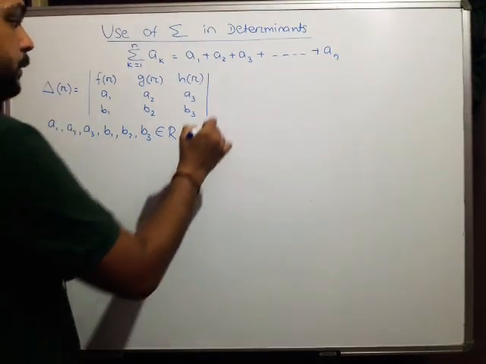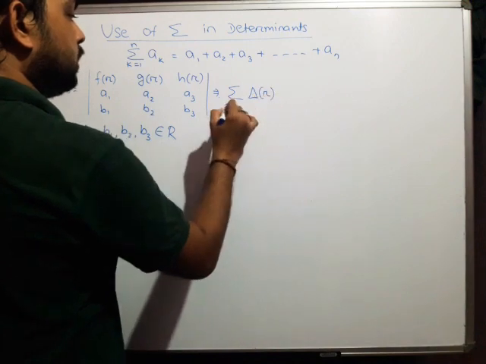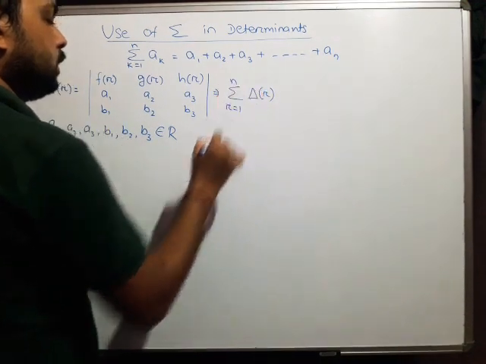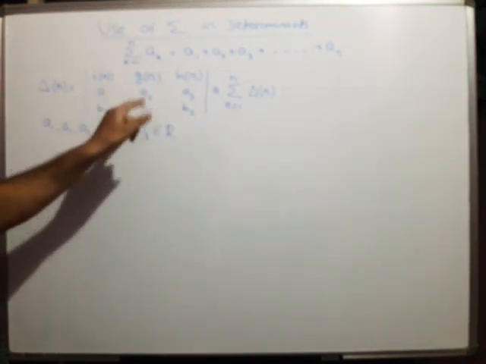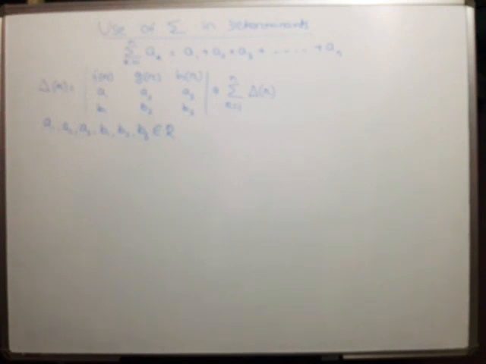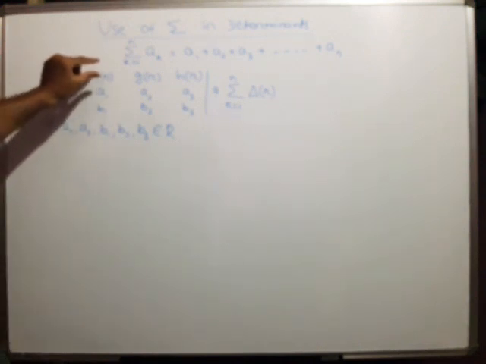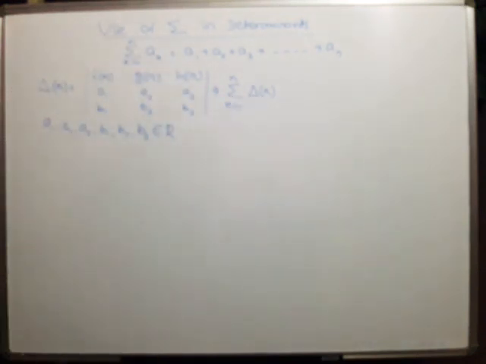Now if I apply sigma del r from 1 to n, see here a1, a2, a3, b1, b2, b3 are in row 2 and row 3 respectively and they are constants. The only variable is r and its functions are f of r, g of r and h of r in the first row. So summation will be applied in the first row only.